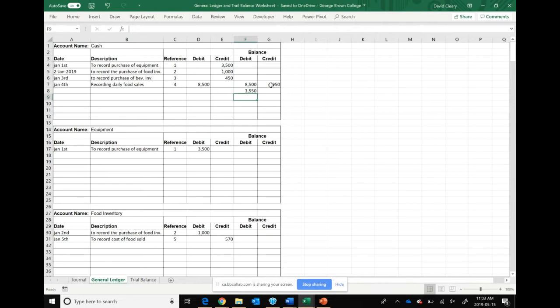Anywho, now we go down and do the exact same thing for each account. Except in this case, it's a little bit easier because in some of these accounts we only have one posting to it. For example, here in our equipment account, right? We only have one posting to that account, and it was to record the purchase of equipment for $3,500. Because we have no credit information, like there's nothing in the credit column, the balance automatically becomes the debit, right? So here, our debit equals $3,500.